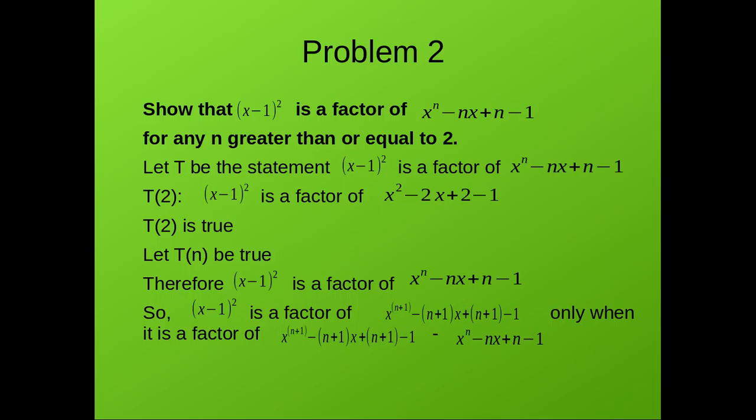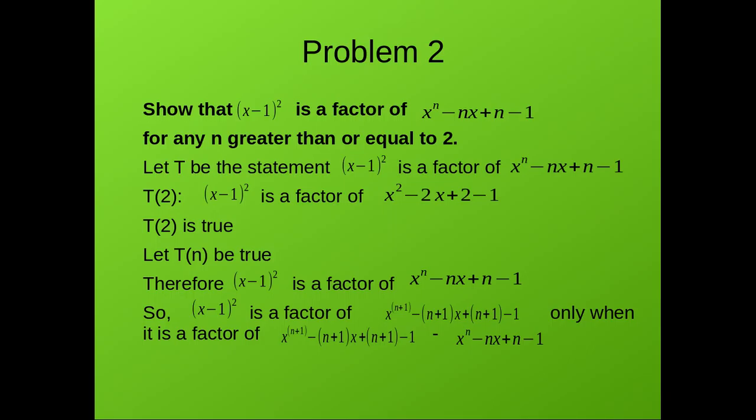Now let Tn be true for any n. We have to prove that Tn plus 1 is also true. Now this is the same as proving that, if we have Tn true, meaning (x minus 1) whole square is a factor of x to the power n minus nx plus n minus 1, we have to prove that x to the power n plus 1 minus (n plus 1) into x plus n plus 1 minus 1 is a multiple of (x minus 1) whole square. This is only possible when their difference is also divisible by (x minus 1) whole square. Now we have to prove that their difference is divisible by (x minus 1) whole square.